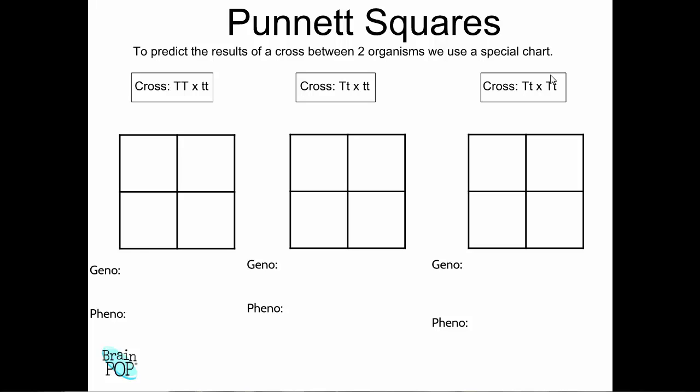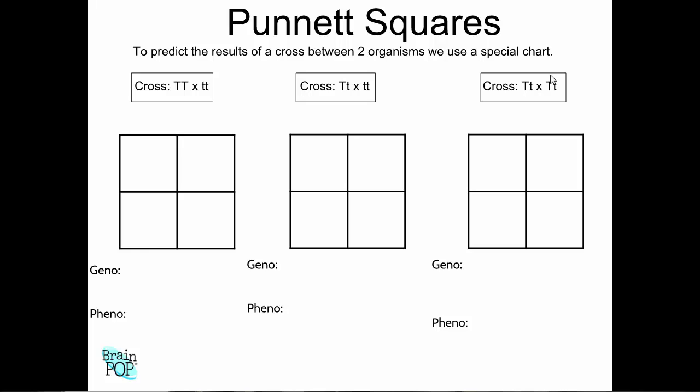So for our first example, we'll look at a cross between a father, capital T, capital T, and a mother, little t, little t. What's the genotype for the father? What do we call that? Big T, big T. Dominant. And what's the word before dominant? Homozygous. So it's homozygous dominant. So we have a homozygous dominant male.